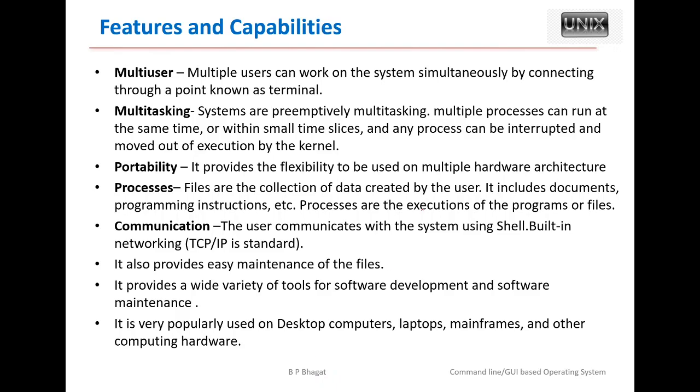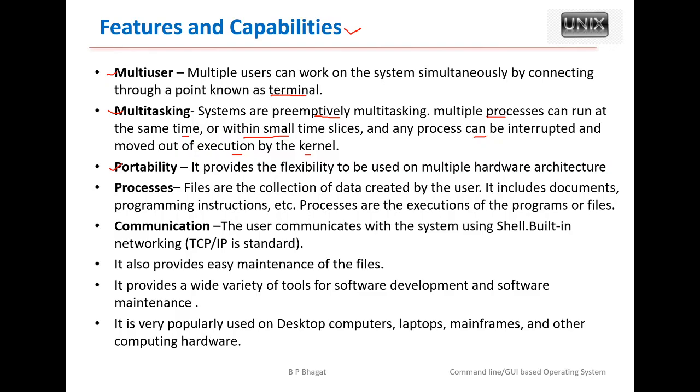Then some of the features and capabilities of the Unix operating system. The first feature we already discussed is multi-user, that is, multiple users can work on the system simultaneously by connecting through a point we call a terminal. With the help of terminals, all the users are connected to the system. That's why we call it a multi-user operating system. Another thing is it is multitasking, that is, the system can preemptively multitask. That means multiple processes can run at the same time or within small time slices. Once the time slice has been completed or the process gets completed, any process can be interrupted and moved out of execution by the kernel.